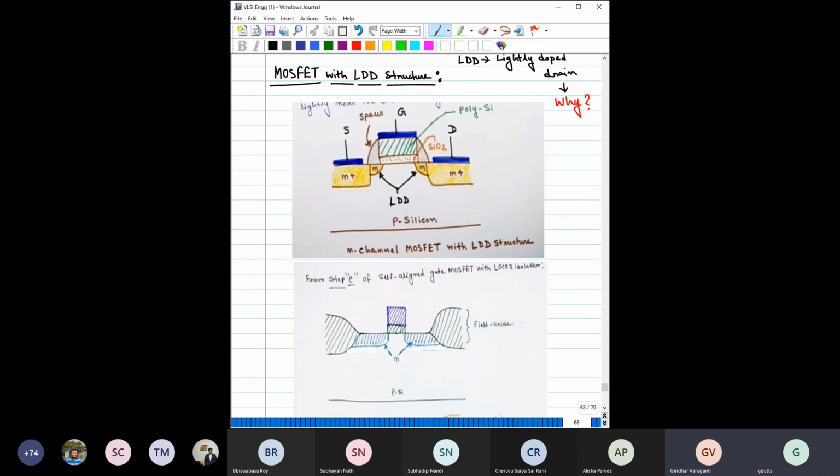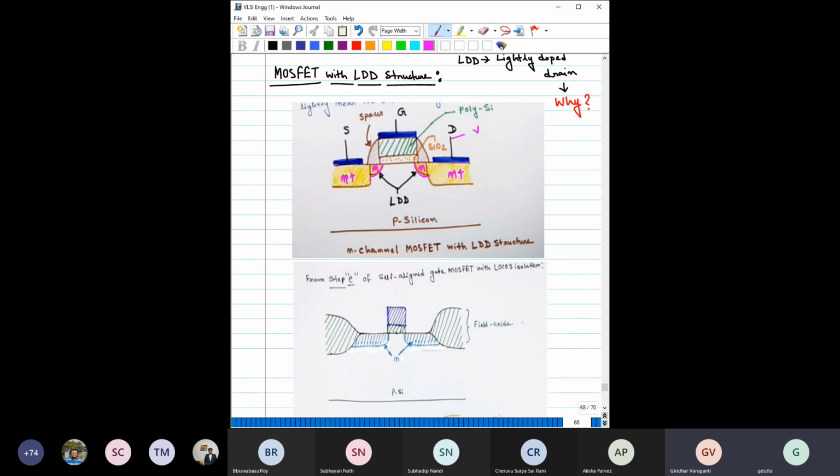Now another important part is this MOSFET with LDD structure. If you see in your book, probably you have noticed a structure like this. So this is source, this is drain, and here they have mentioned N plus, here they have mentioned N plus, and here they have written N minus. This structure is called the lightly doped drain structure. That means this source and drain have to be heavily doped, but when you heavily dope them, there are some issues. So what are the issues?